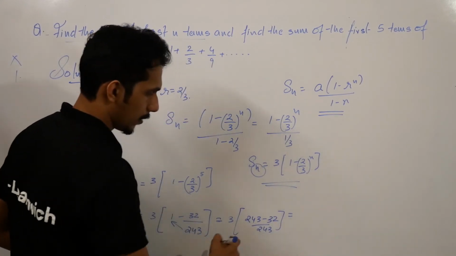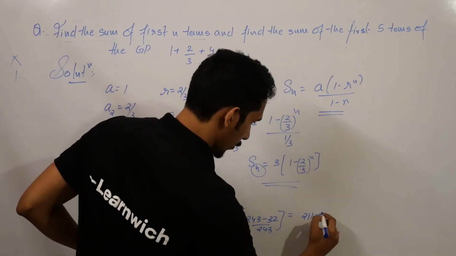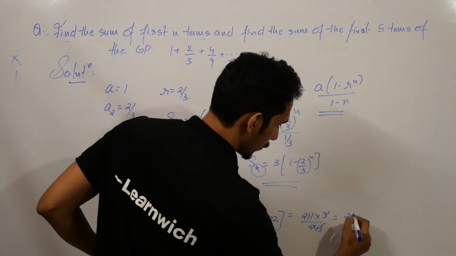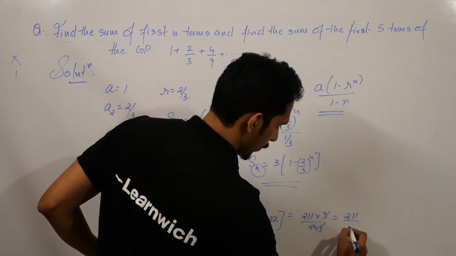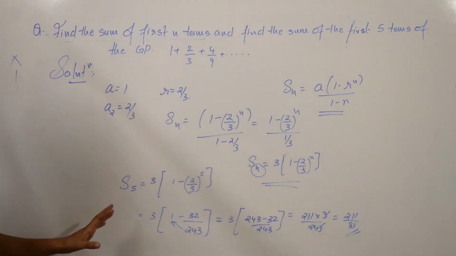So this will be 211 into 3 by 243. This cancels. Your answer will be 211 divided by 81.